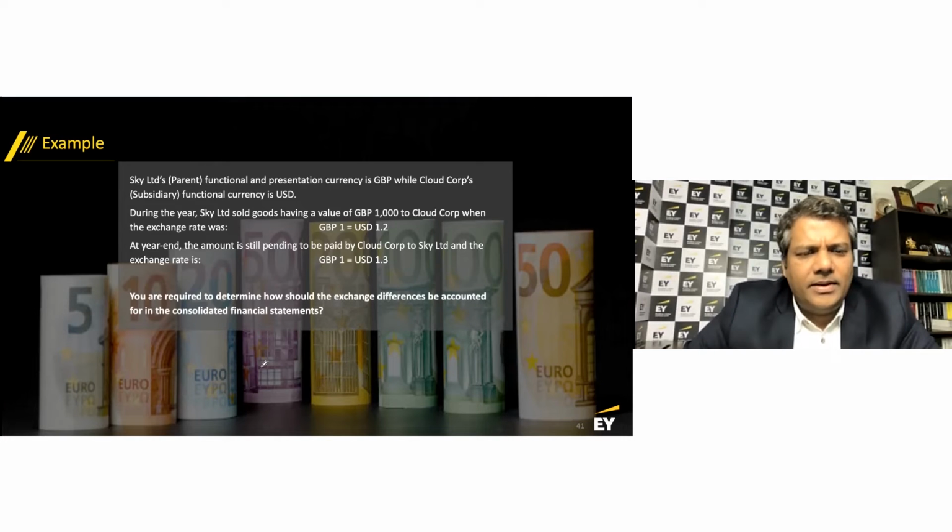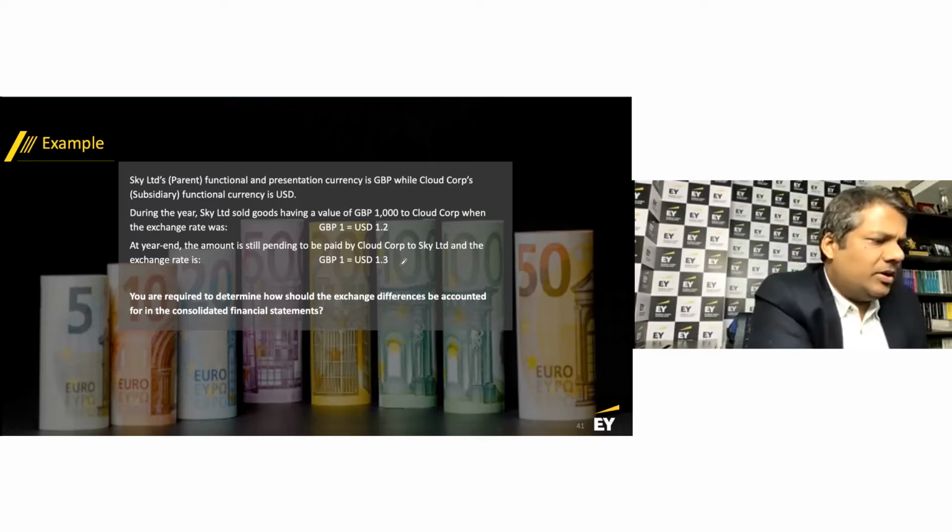The amount is to be paid by Cloud Corp, the subsidiary, to Sky Limited. So I have to pay in GBP, and now the exchange rate has moved from 1.2 to 1.3. When I did the initial recording of the transaction, I recorded it in my functional currency, which is $1,200. And now I still have to pay 1000 GBP, so for 1000 GBP, I will have to buy $1,300.